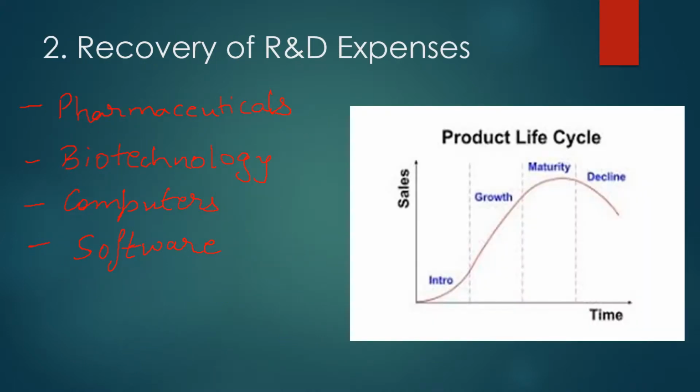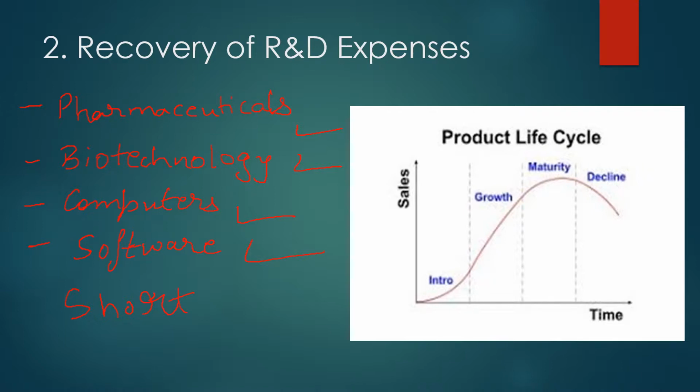Now the second point is recovery of research and development expenses. Now firms spend heavily on certain sectors like pharmaceuticals, biotechnology, computers, software. They do that to develop new and innovative products and improved versions of the products. But at the same time, the product life cycle of such products is very short.